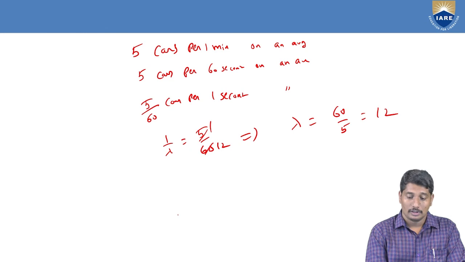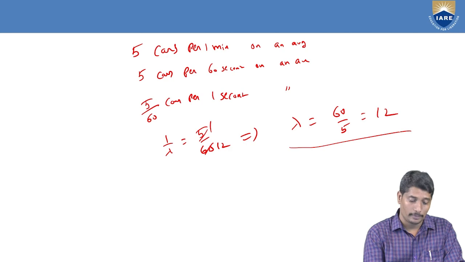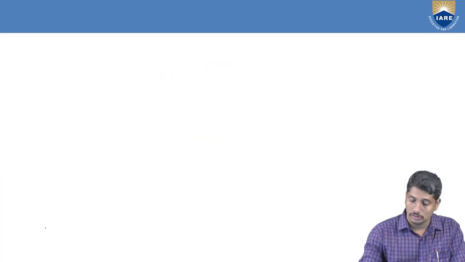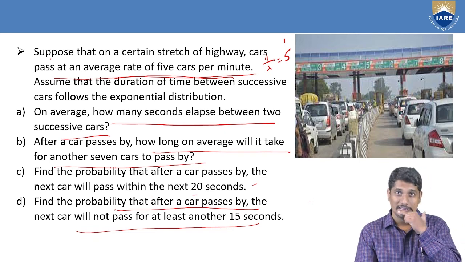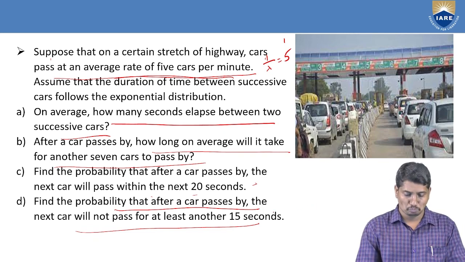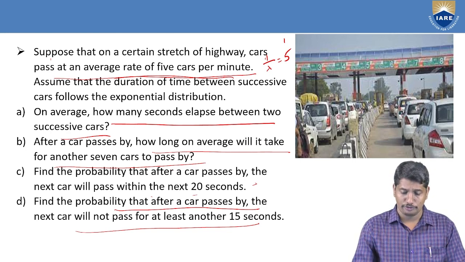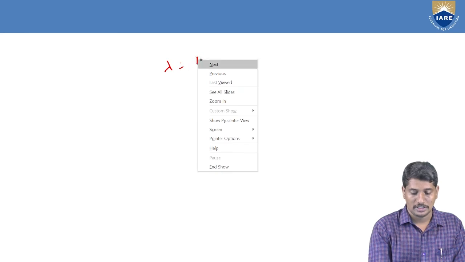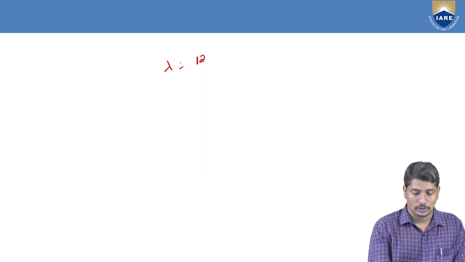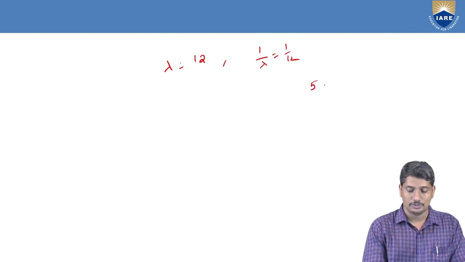Okay, now let us go to the problem. So what we have observed, lambda is 12. Okay, now let us solve. So first bit, on an average, how many seconds elapse between two successive cars? So the inter-waiting time between two cars we have to find. Lambda is equal to 12, and 1 by lambda is 1 by 12, right?